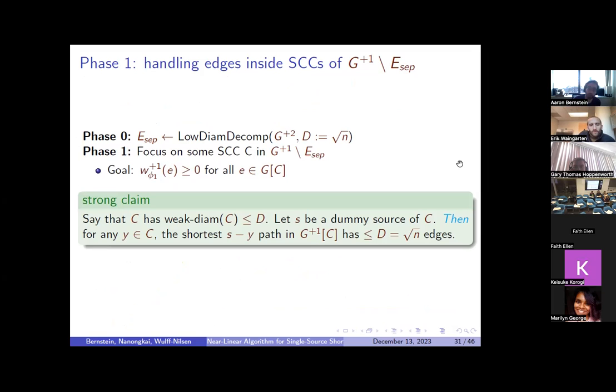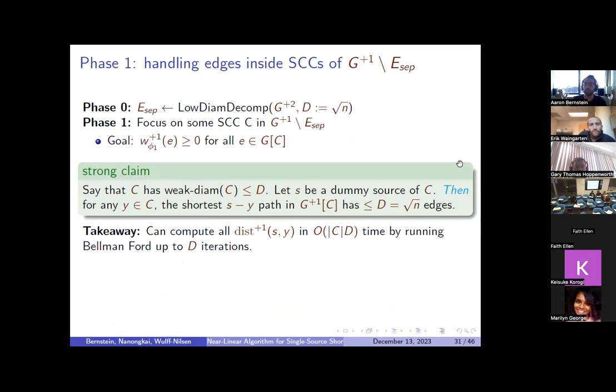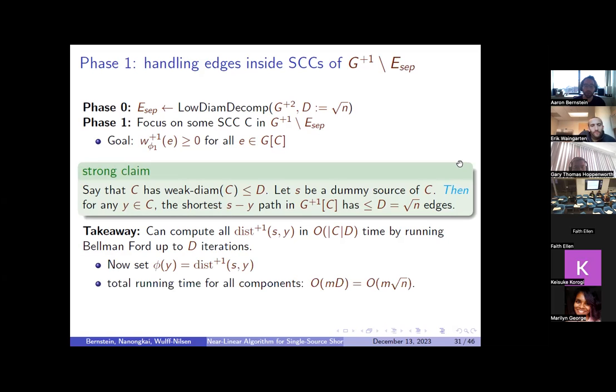And this is exactly what we wanted, because now what that means is that inside this component, you can just run Bellman-Ford to compute distances quickly. Bellman-Ford works well as long as you have few edges on the shortest path. And Bellman-Ford computes shortest distances inside the component. As we said before, if you can compute shortest distances from a dummy source, that immediately gives you a price function where everything becomes non-negative. And so the running time is basically MD, because you only have to run D iterations of Bellman-Ford. So it's something like M over that.